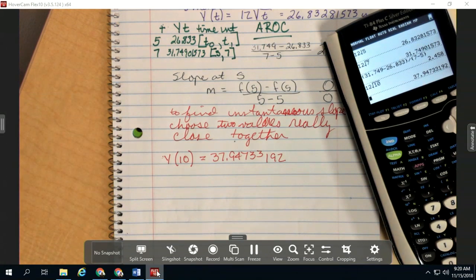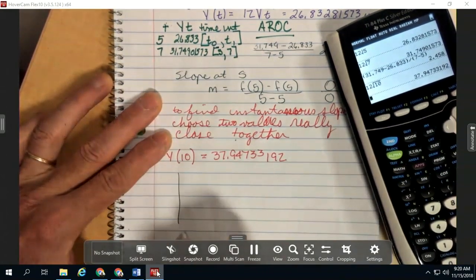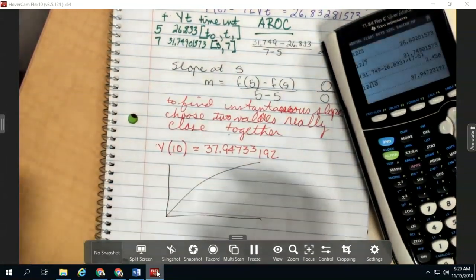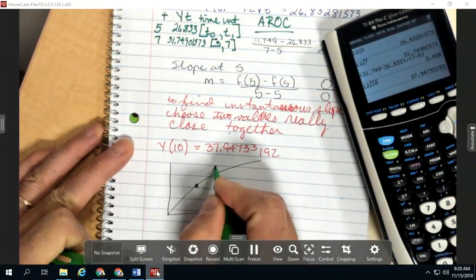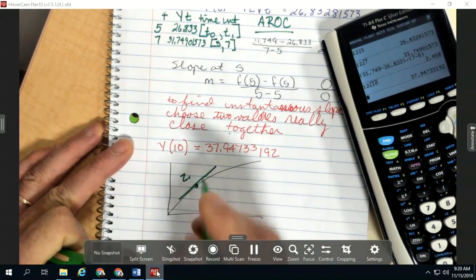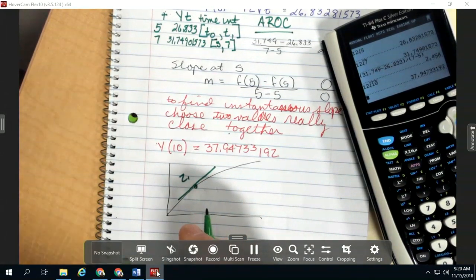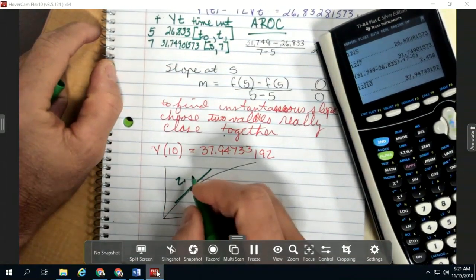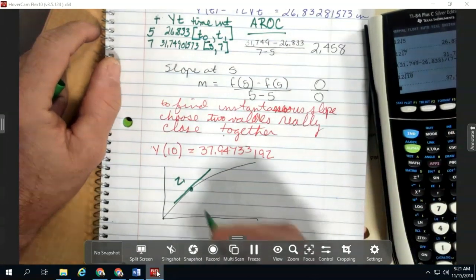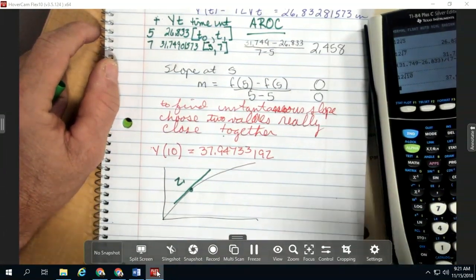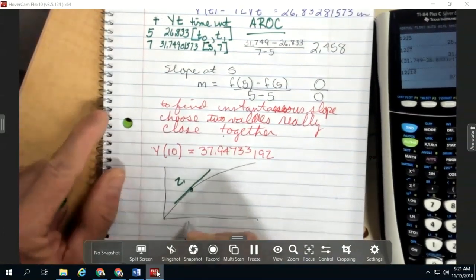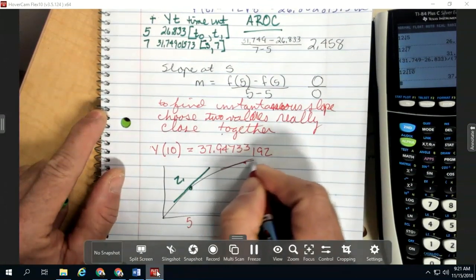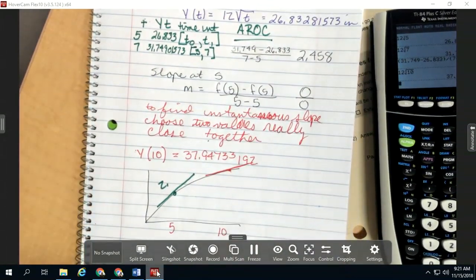Okay? So here's our graph, and it's going like this, correct? We just calculated the slope at this point, 5, to be 2.683. I can't remember, 2 point something. Now we want to see, well, what is the slope going to be out here at 10?